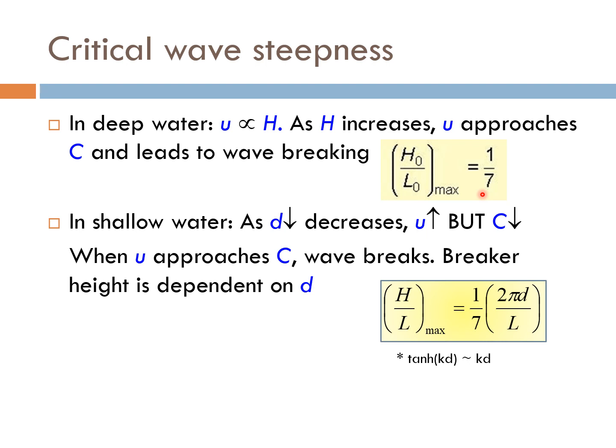Of course, we might also see a breaking wave in deep water, especially in a storm event, whereby the wind keeps adding energy to the wave so that the wave height keeps increasing, and eventually when H over L exceeds 1/7, wave breaking will occur even in deep water, even offshore. In the shallow water region, tanh of 2 pi d over L is almost equivalent to 2 pi d over L. So the critical wave steepness, H over L maximum, is given by this expression.